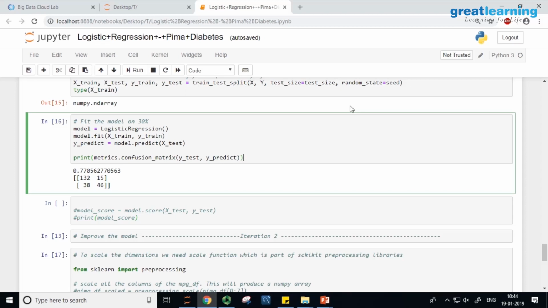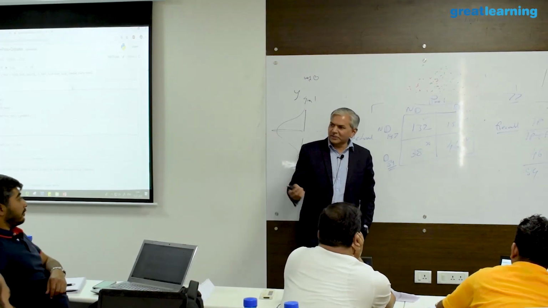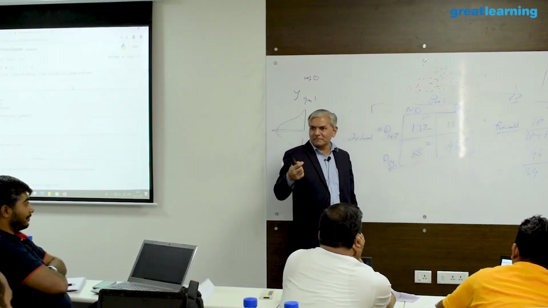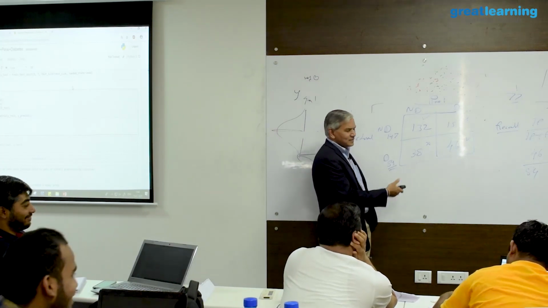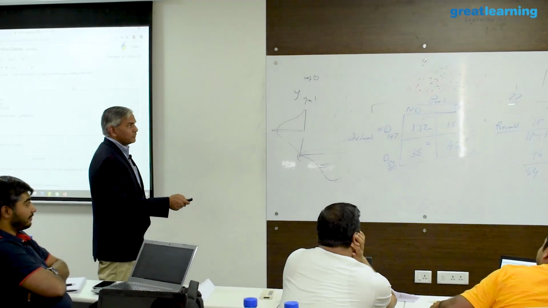Hey. It's coming to like 55, 54%, right? That is like tossing a coin, heads or tails. You don't need a model for this. To get this kind of accuracy, you don't need a model. You can just toss a coin and say diabetic, non-diabetic. That is what this is. So overall it looks great, but don't get fooled by this.